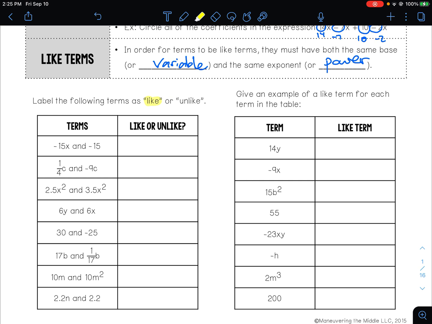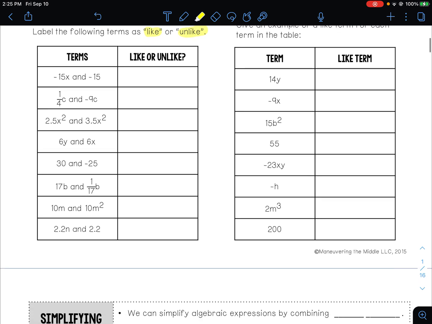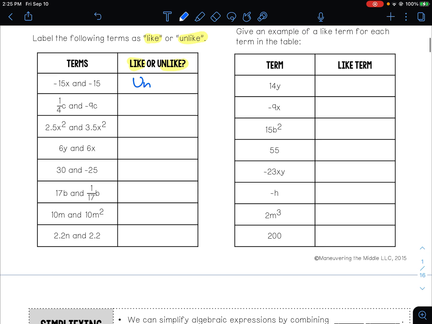Label the terms like or unlike. Is it like or is it unlike? Negative 15x and negative 15, are they like or unlike? Remember, like terms have the same variable to the same power. Now, there is a variable right there. It's x. Is there a variable over here? No variable. Therefore, they are not considered like terms. Unlike. I'm going to say un, and you're going to assume like. Let's go ahead and write the whole thing. Unlike.